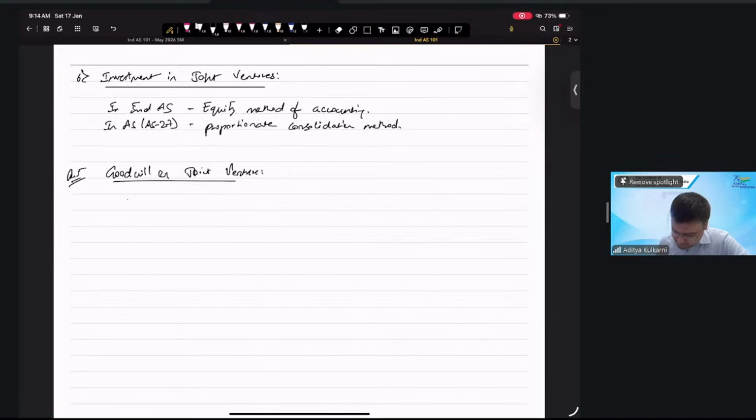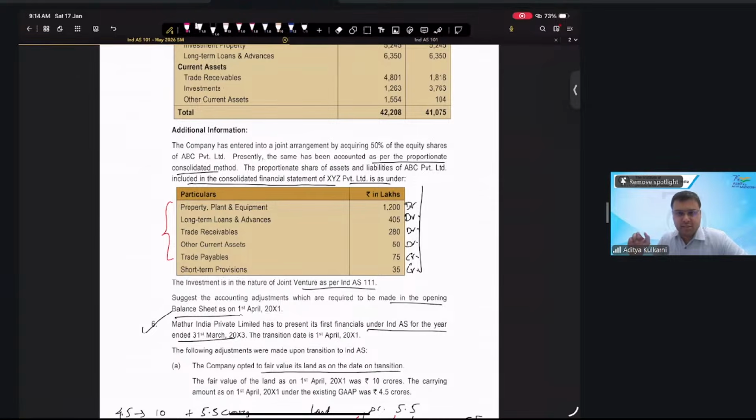Okay. Now see. The goodwill on joint venture arises because I have acquired these items, correct? And because I have acquired these items, I would have paid something for that. And that something which I have paid is more than the net assets which I have acquired. That is why you have your goodwill, correct? Similarly, for the subsidiary also, you would have acquired net assets.